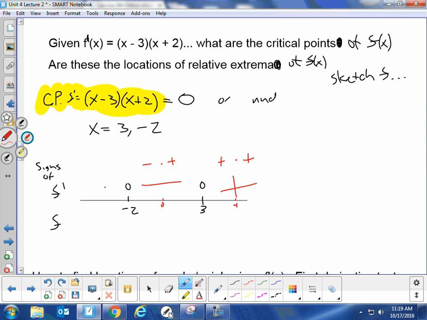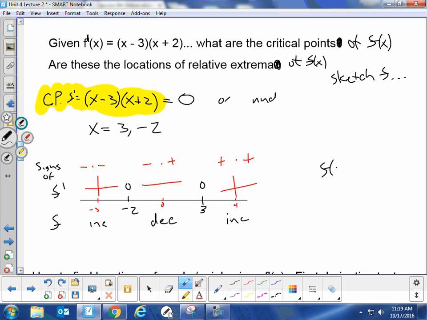That tells me stuff about f. But to the left of -2, let's say -3, this would be a negative times a negative. That's a positive. So immediately after doing that, I can say, okay, f is increasing until we get to -2. Then we know we don't increase or decrease at -2, but right after -2, we decrease. And then we go to 3, and right after 3, we increase from there. So from there, you can sketch f.